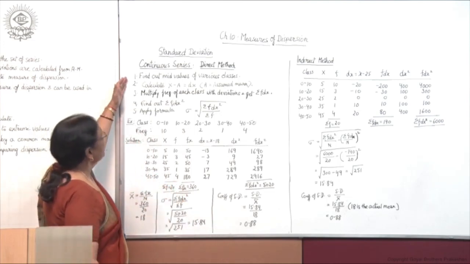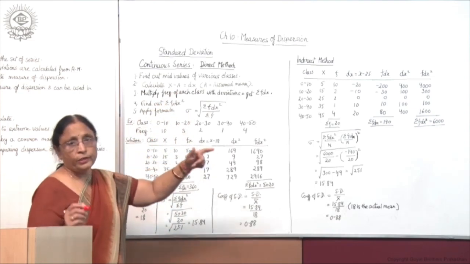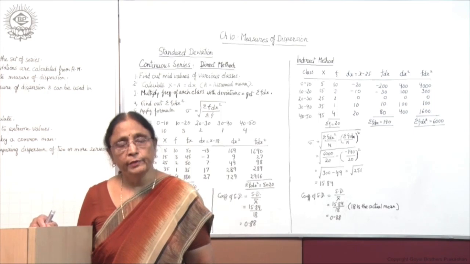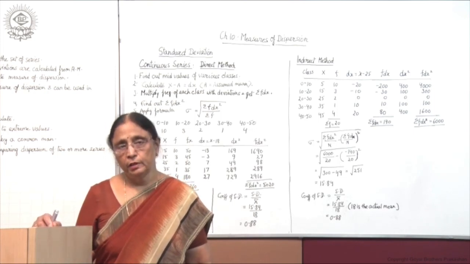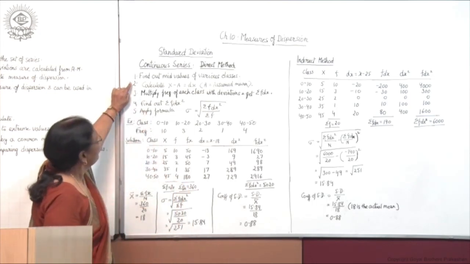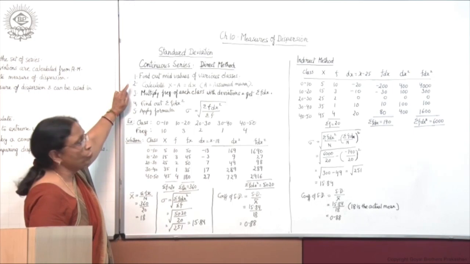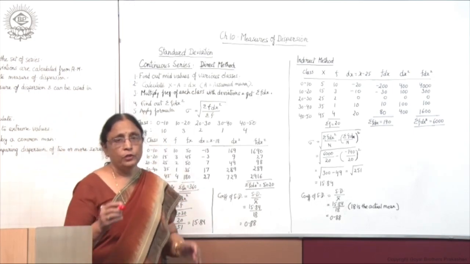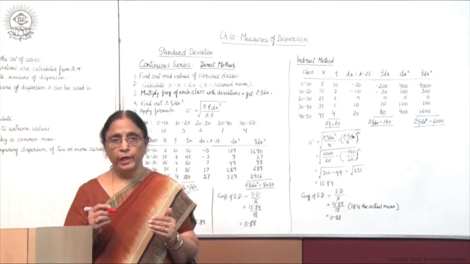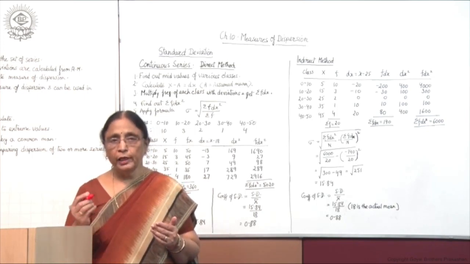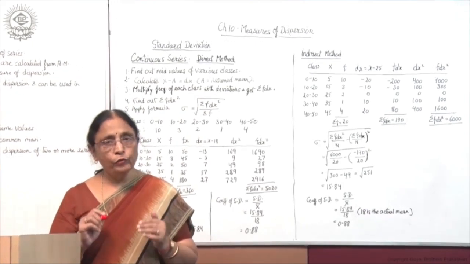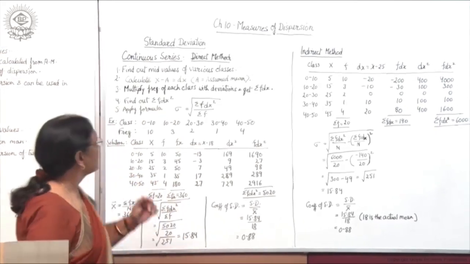Now continuous series, this is the direct method. As I told you earlier, three methods are there: direct method, indirect method and step deviation method, and we will take each one. Now in the direct method, the first step is to find out mid values of various classes. So class interval is given and you have to calculate the mid value, and you know how to calculate the mid value, (L1 + L2) upon 2.